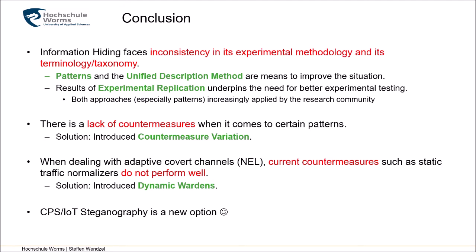What I explained was that information hiding faces some inconsistency in its experimental methodology and terminology. So patterns are a way to unify the structure of such a taxonomy, to form such a taxonomy with terms that are also unified. So patterns combat both the terminological inconsistency and the broken taxonomy. We render experiments comparable using the unified description method, because if we describe hiding methods in a unified way, then we can easily compare them if the descriptions are structured in the same or similar way.